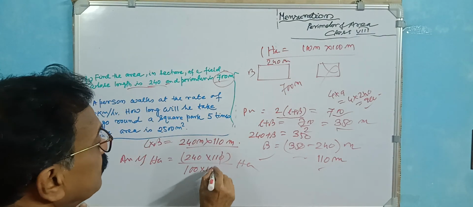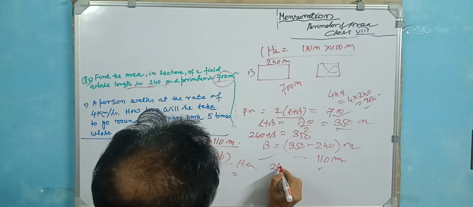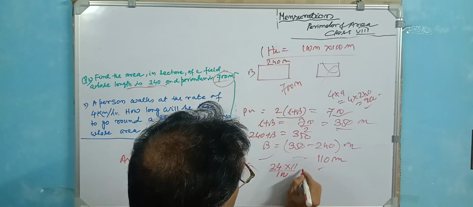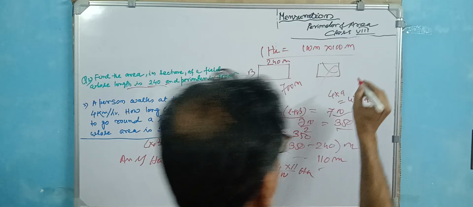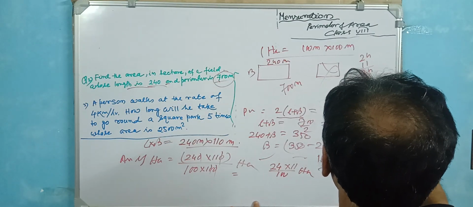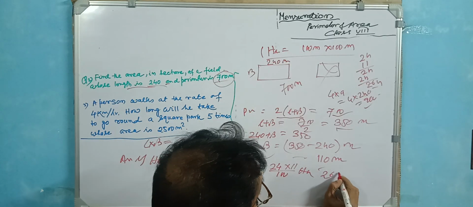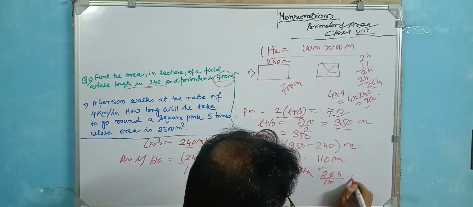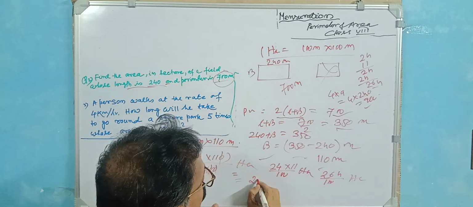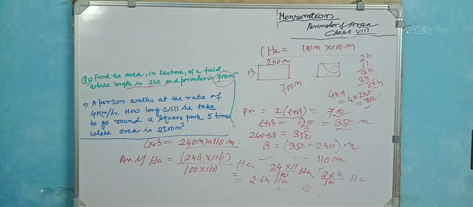So this cancels, this cancels. So actually here it is 24 into 11 by 100 hectare. So what is the calculation? 24 into 11, this is 24, this is also 24, 4, 264. 264 by 100 hectare. So it's 2.64 hectare. This is the area of this field. Is it clear to you?